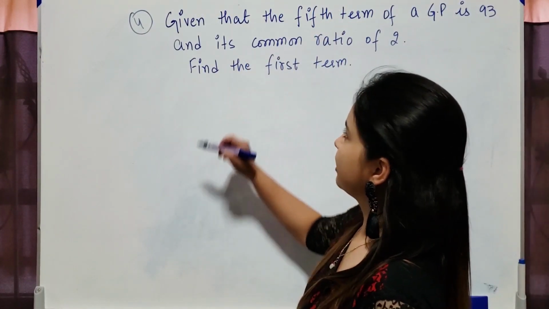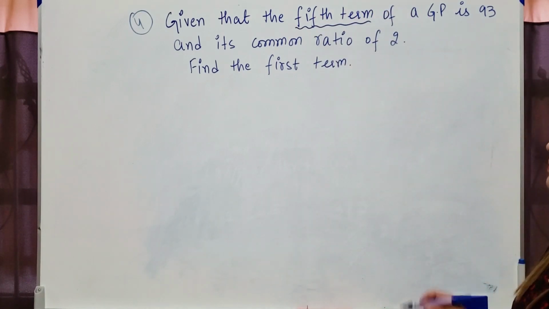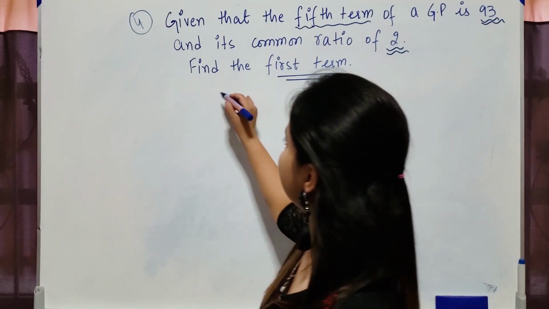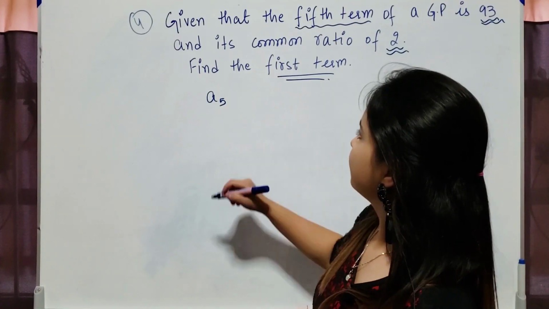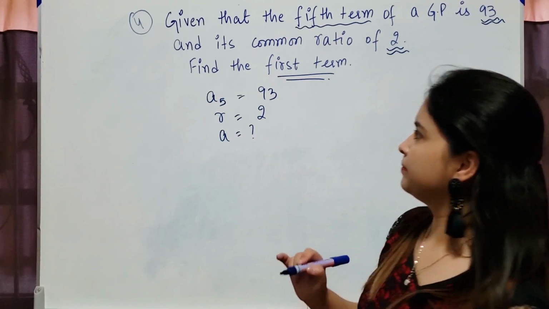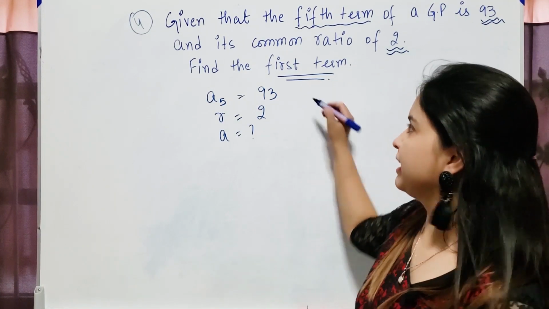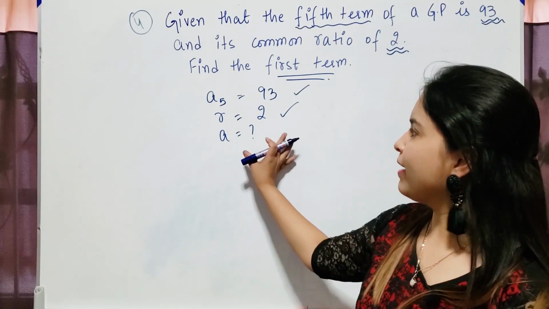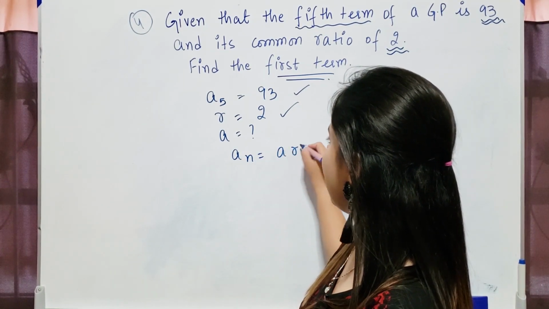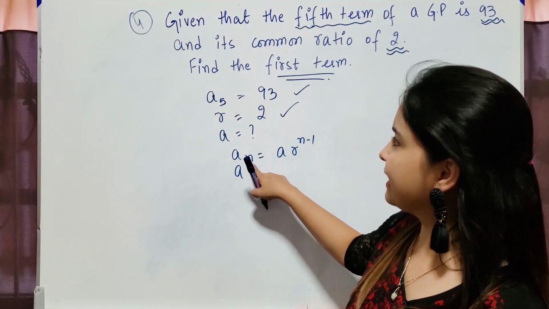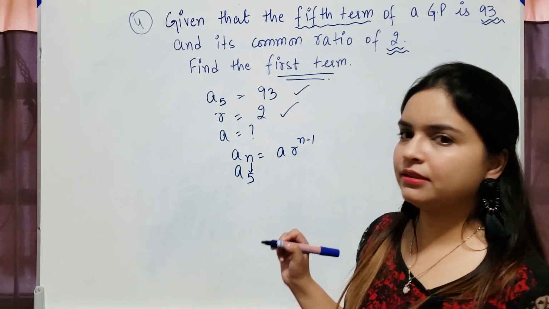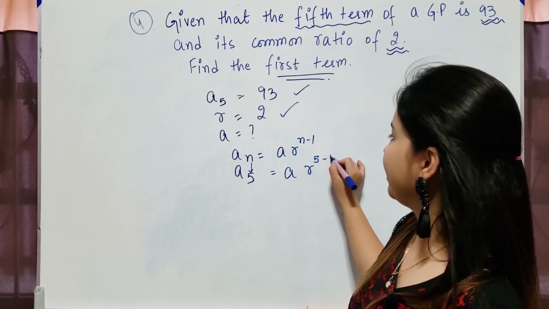Look at another example. The question says, given that the fifth term is 93 and the common ratio is 2, I have to find the first term. Okay, so first write down all the given things. The question says fifth term is 93 and r is 2. Find the first term. Now I know a5 is 93 because it is given in the question and common ratio is 2. How am I going to find the first term, which is a? I will use the general term formula, which is an is a r raised to power n minus 1. Now, in this case, fifth term is given. So, I will write the same formula for a5. That means replace n with 5. A r raised to power 5 minus 1.